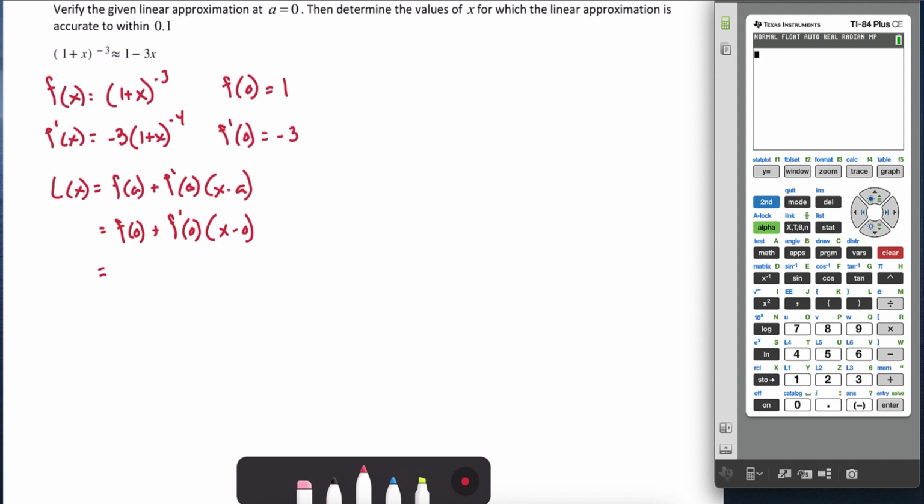That means L is f of 0, which we found to be 1, plus f prime of 0, which we found to be negative 3, times x minus 0. Simplifying this, we get that L of x is equal to 1 minus 3x. So now we've confirmed that the original f is approximately equal to the linearization 1 minus 3x.